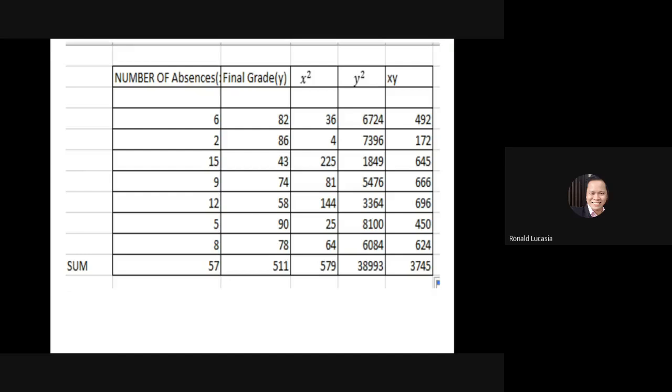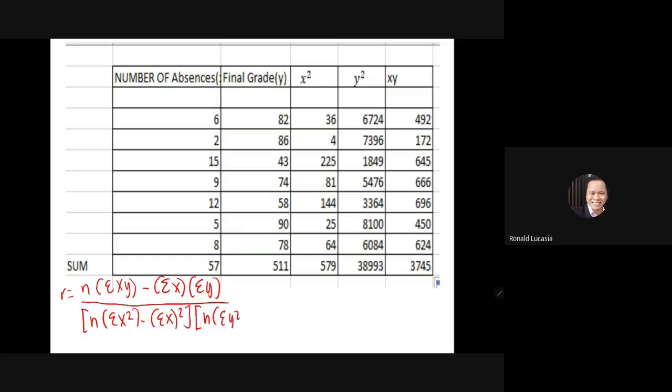As we all know, the formula there is N, the summation of x, y minus the summation of x multiplied by the summation of y, all over N times the summation of x squared minus the summation of x quantity squared, multiplied by N, the summation of y squared minus the summation of y quantity squared, and this should be square root.